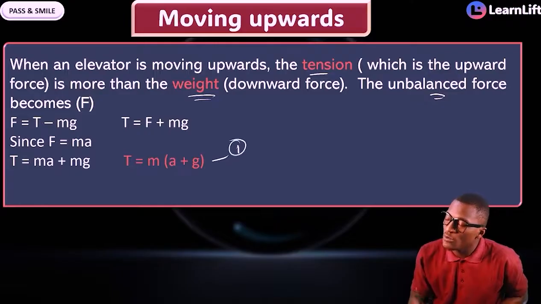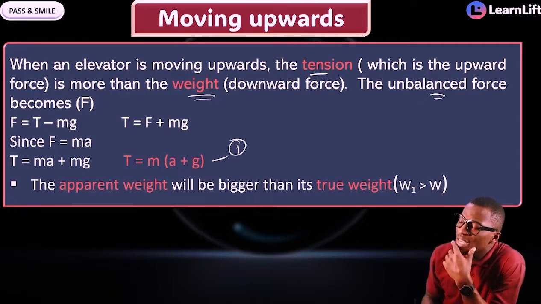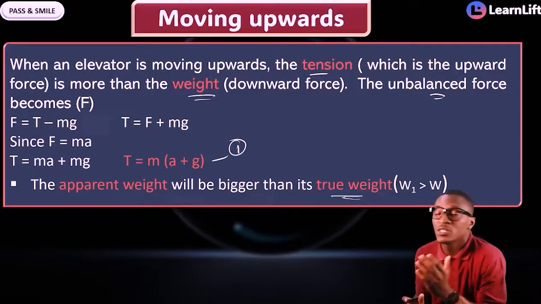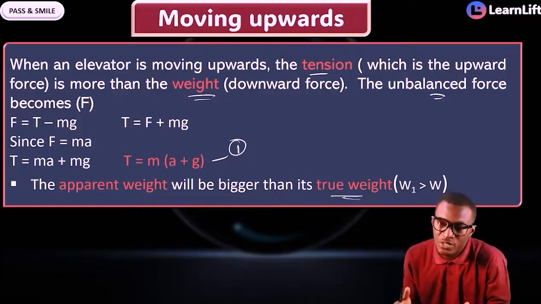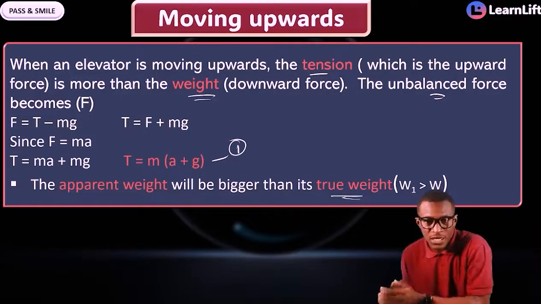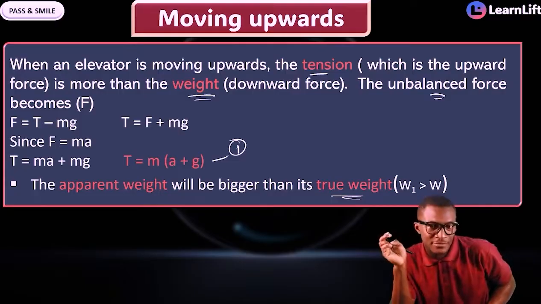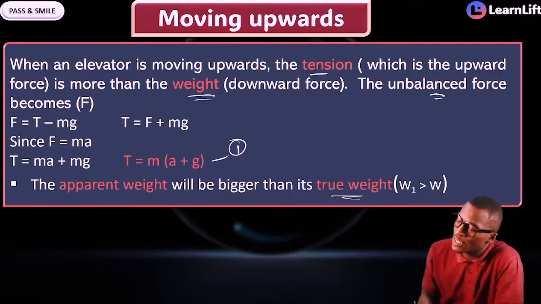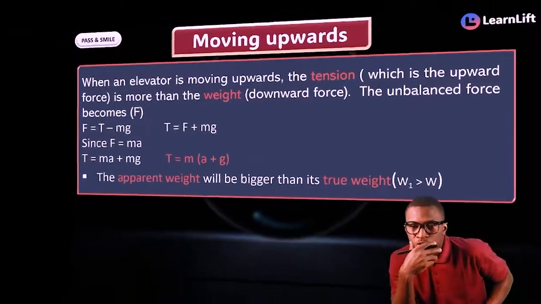And the second thing we want, to make you understand, is that the apparent weight will be bigger than the true weight, W1, because the man is moving upward. The apparent weight is the tension. The tension is bigger than the man's weight. So that means the man is going to appear heavier, or the apparent weight is bigger. Past question, we're going to strike that.